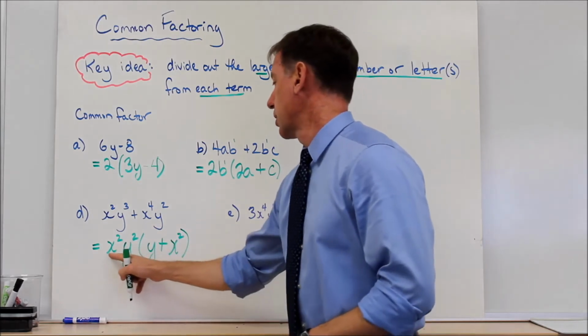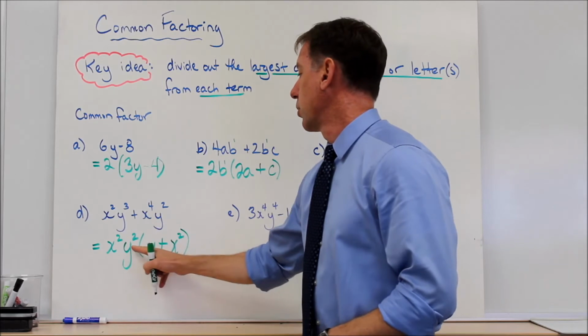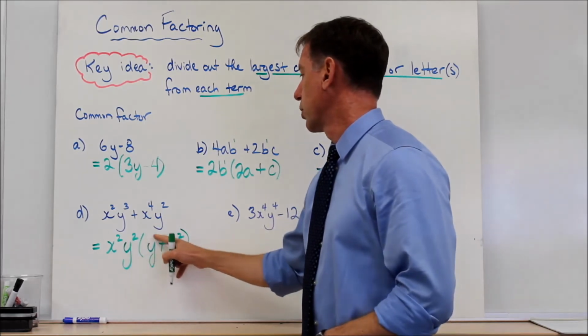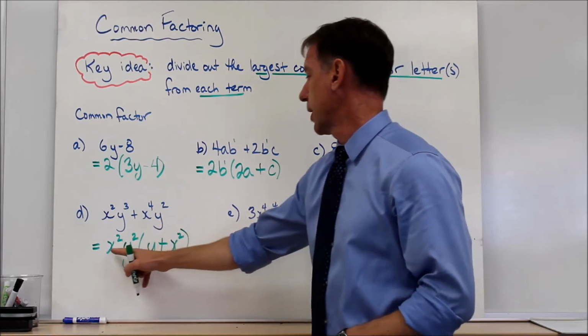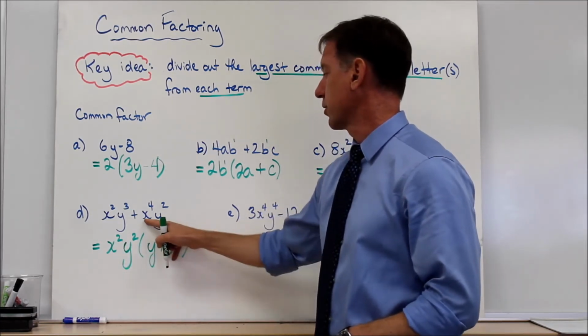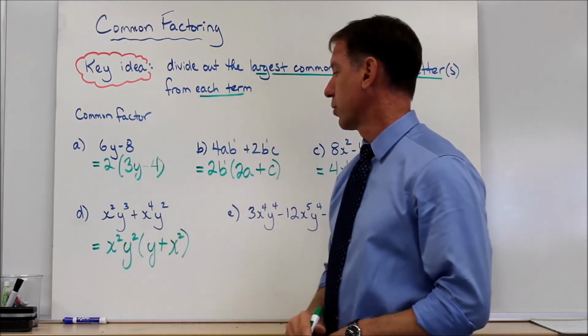Multiply into the brackets. X squared times, well, there's no x's here, it's just x squared. Y squared times y, 2 plus 1 is 3, there's y cubed. For the x's, x squared times x squared is x to the exponent 4, and there's no y's to multiply out, it's just y squared, and that looks good.